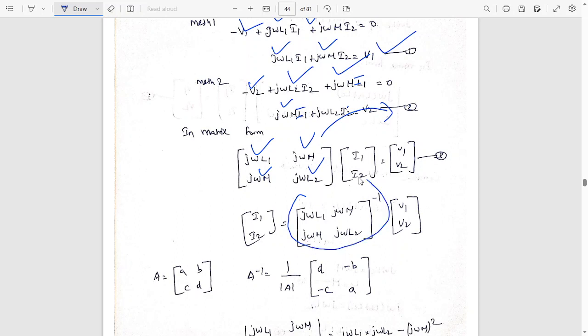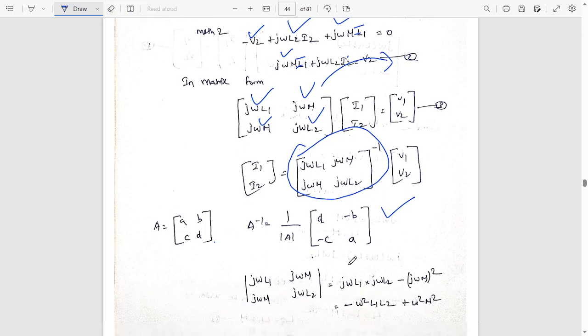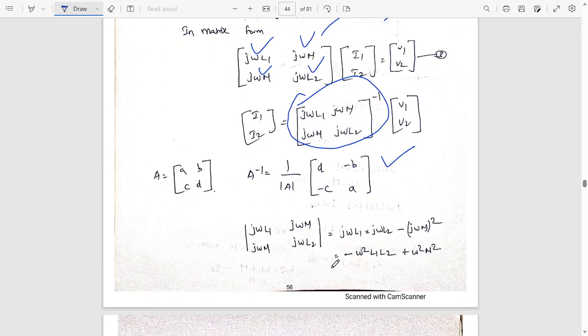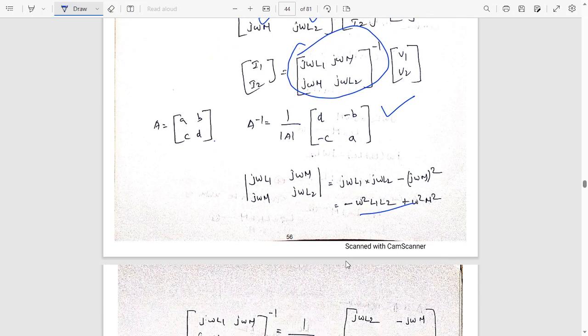We know the formula for the inverse of a matrix: A inverse equals 1 by the determinant of A, times the matrix D, minus B, minus C, A, if A is the matrix A, B, C, D. This is the mathematical formula you already know. In place of A, we have j omega L1, j omega M, j omega M, and j omega L2. I need to find the determinant of that, so we got minus omega square L1 L2 plus omega square M square.